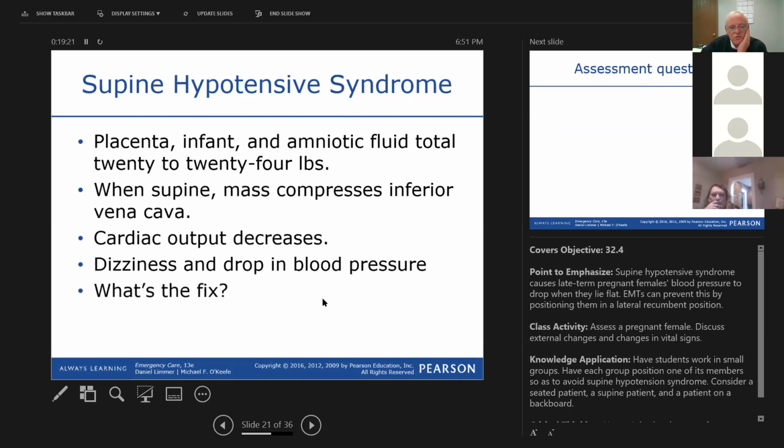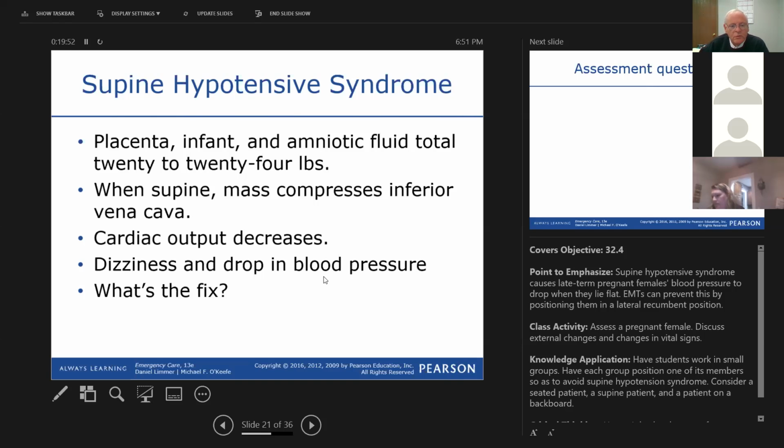And so, and I think I mentioned this before, but what's the fix? It's real simple. We turn her on her left side a little bit. Take that gravid belly, gravid means pregnant, and turn it to the side because, again, the inferior vena cava comes up the right side, to the right of the aorta and the spine. Turn her to the left, it takes the pressure off that inferior vena cava. And within seconds, she's better.